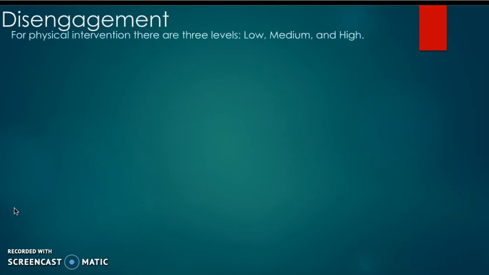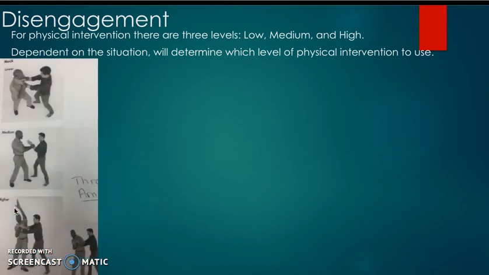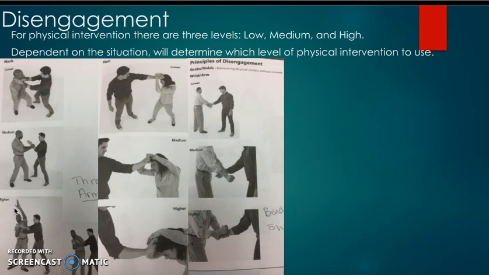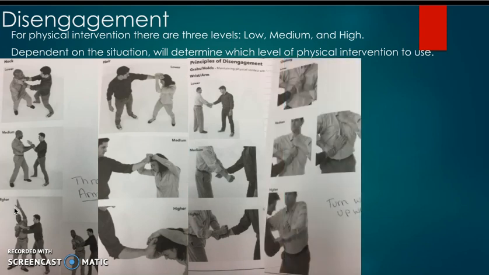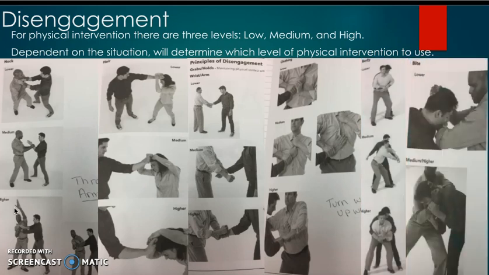Now the disengagement skills are used for physical intervention. There are a number of ways in which we can use this. There are 3 levels of physical intervention: low risk, medium, and high risk. So depending on the situation, we'll determine which level of physical intervention to use. So in choking, we have lower risk, medium, and higher. Same with hair grabbing, grabbing of the arms or wrist, grabbing of the shirt, grabbing from behind, and also biting.